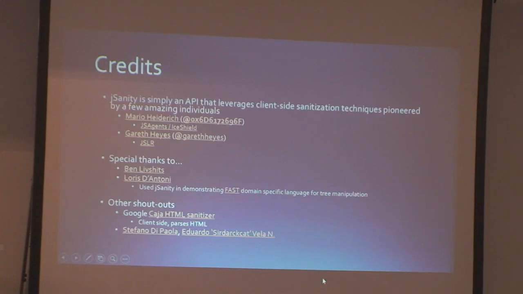I do want to give credit where credit is due. This is really an API based on techniques that were pioneered by a few amazing people: Mario Heiderich, who is in the audience, and Gareth Heyes. You definitely want to look at their research. I also want to give special thanks to Ben Livshits and Loris D'Antoni of Microsoft Research, who did some foundational work on JSanity and actually used it to demonstrate the fast domain-specific language for tree manipulation.